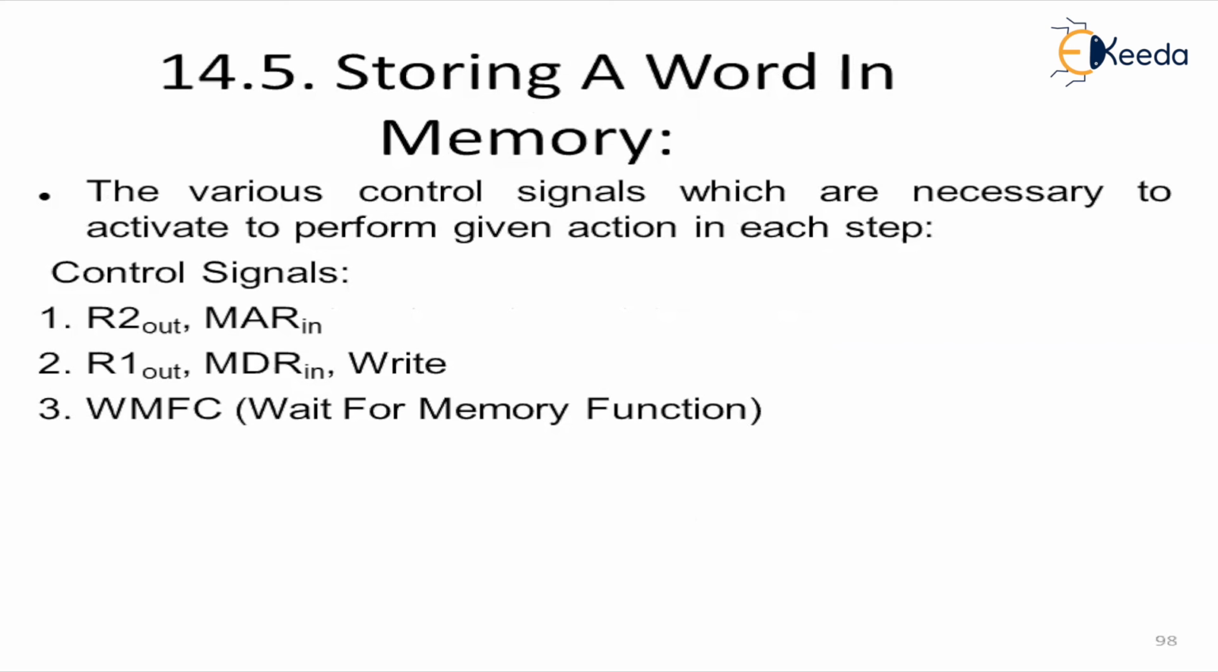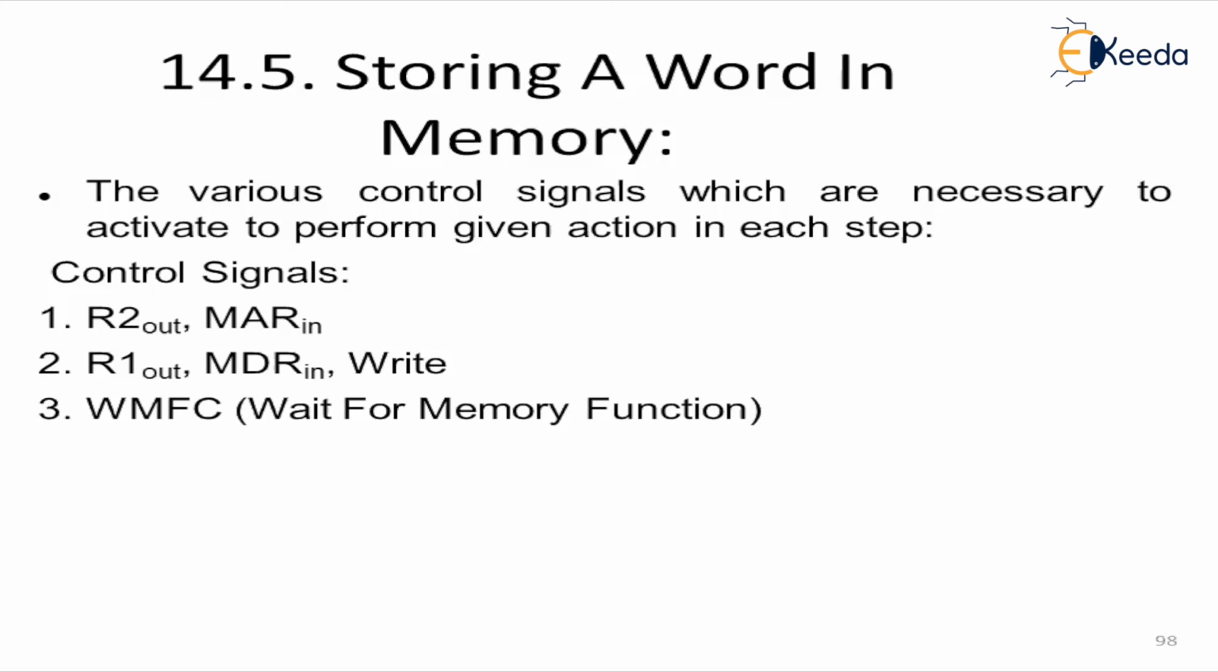Now, how are you storing a word in memory? The various control signals which are necessary to activate to perform the actions in each step are R2 out, comma MAR in, memory address register in, R1 out, comma MDR in, memory data register in, and then the write function. And then you have wait for memory function to get complete.